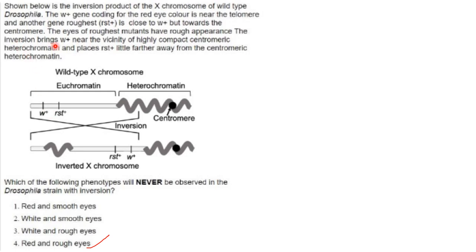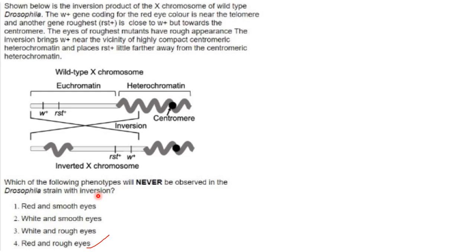The inversion brings W plus near the vicinity of highly centromeric heterochromatin and places RST plus a little away from the centromeric heterochromatin. This is the condition after inversion. Now, which of the following phenotypes will never be observed in the Drosophila strain with inversion?